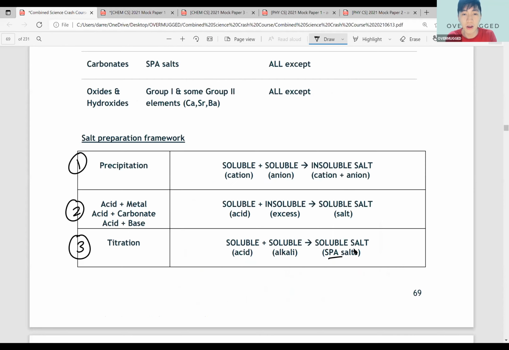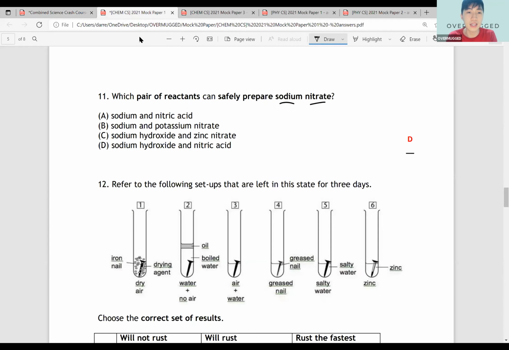Take note, for any spar salt such as sodium nitrate, we prepare it using titration, which is essentially an acid and alkaline reaction. So it's neutralization, right? So we have to look for acid and alkaline. Therefore, the answer is D.